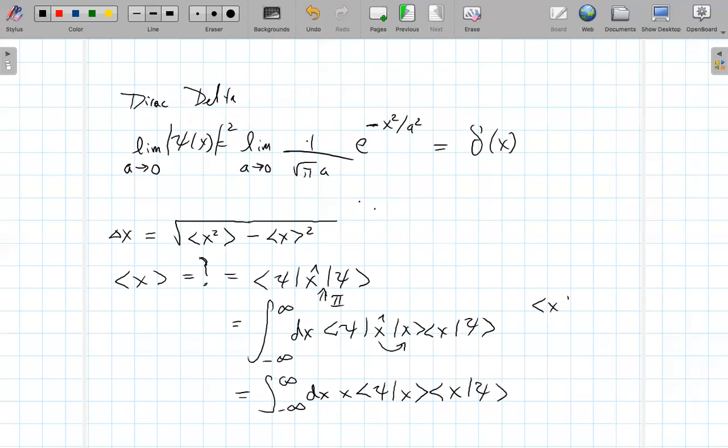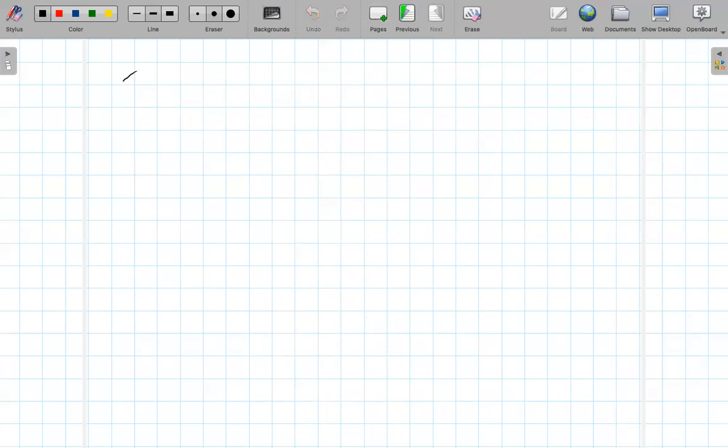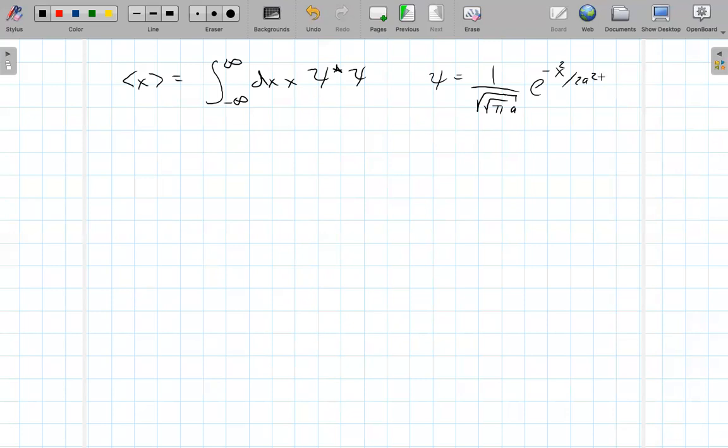But again, we know the inner product of x with psi is simply equal to our wave function. So then the average position is equal to the integral from minus infinity to infinity, dx, x times psi star psi. Now in this case, since we're looking at the average position for the Gaussian wave packets, our psi is simply going to be equal to 1 over the square root of pi times a, e to the minus x squared divided by 2a squared.